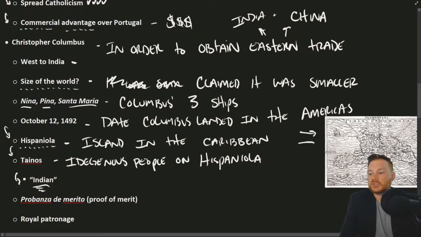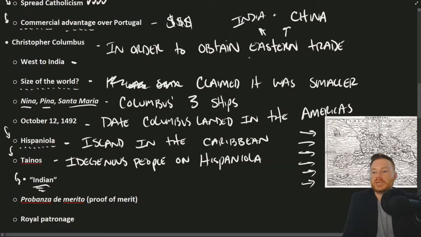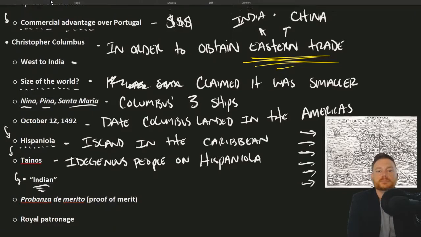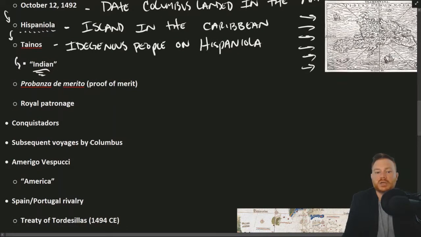Now, here's a picture of the island of Hispaniola in your text. This was one of the first areas that Columbus charted or came into contact with. He sailed around a little bit and then eventually made his way back to Spain. Now, recall, initially Columbus was supposed to obtain Eastern trade. When he returned back to Ferdinand and Isabella, he could not offer what he had promised. So instead, he promised the King and Queen of Spain to send him back on subsequent voyages.